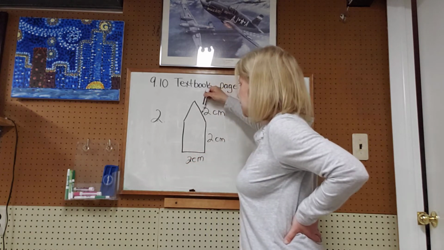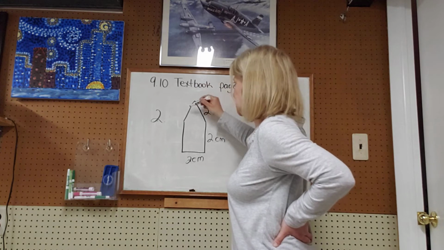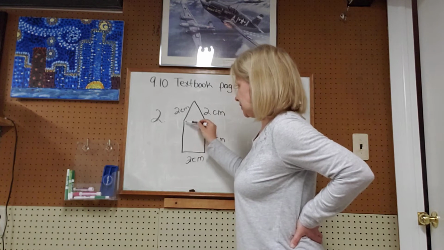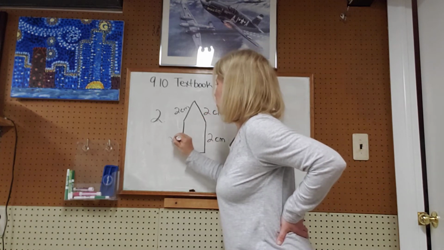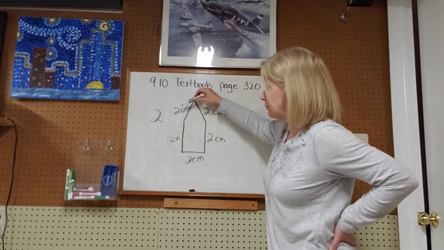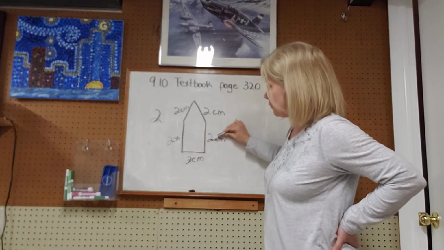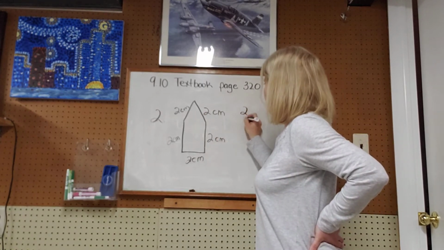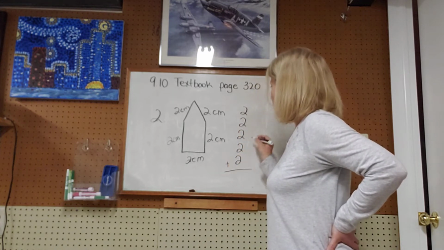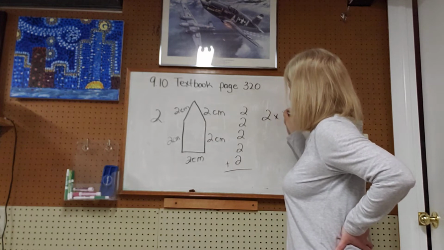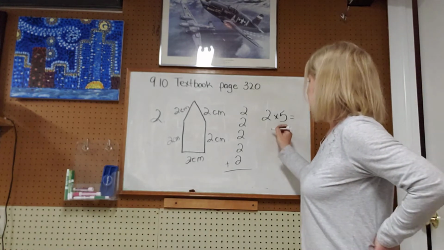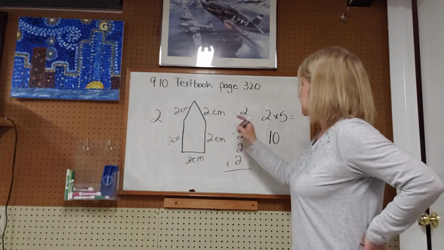Okay, so do you see this and this line would be the same? So this is also 2. This line and this line are also the same. So this is 2. You can add them all together or you can multiply, right? We learned how to multiply and you have 1, 2, 3, 4, 5. You could do 2, 2, 2, 2, 2 and add those all together. Or you can say 2 and you have it 5 times. 2 times 5. And your answer is going to be 10 centimeters.